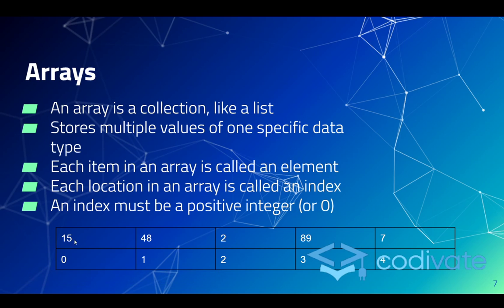So this array holds 15 and 48 as the elements at 0 and 1. So if I ask you the element at 3, that's going to be 89. You use the indices like locations, or like the address of your house, like I'm on 17 Drive Street, right? These indices are like that. So I could say who lives at index 4? 7 does.